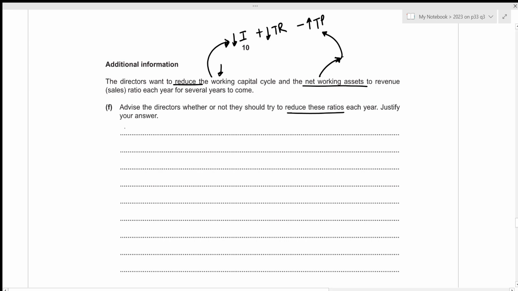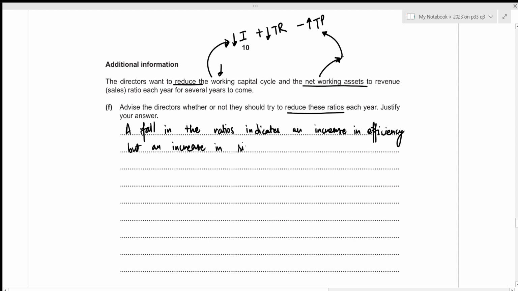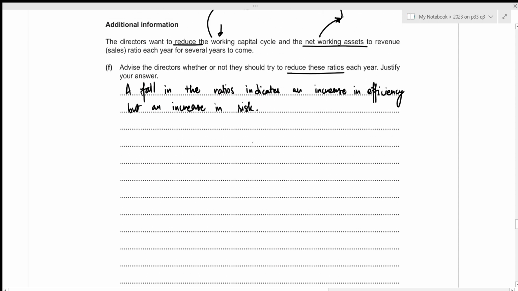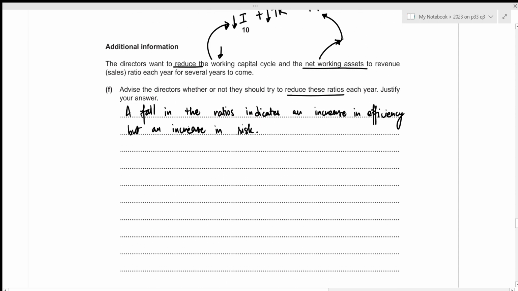So that's the opposite of what we want, which means that there will be an increase in risk. Let's write it down. A fall in the ratios indicate an increase in efficiency but an increase in risk as well. Okay, this is a 5 marks. That's the increase in efficiency and increase in risk. That's 2 points. Now we require 2 more points and then a final decision.